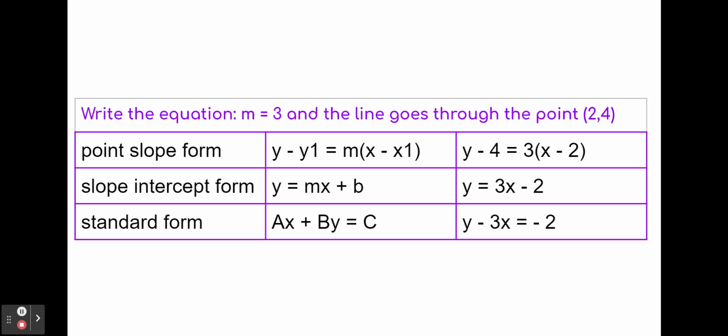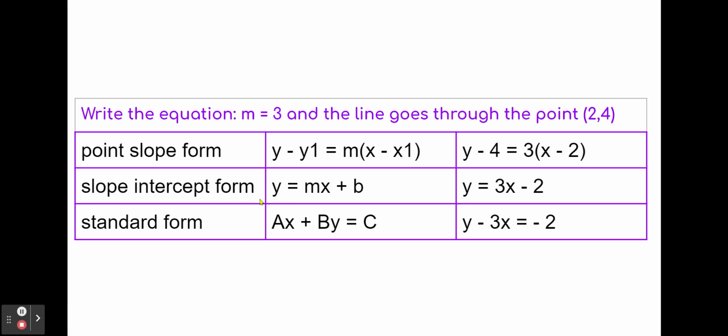Write the equation m equals 3 and the line goes through the point 2, 4. X value is 2, y value is 4. That is our point. Our slope is 3, meaning 3 over 1. So, in our point slope form, here's the formula. Here is the equation using our slope of 3 and our point of 2, 4.